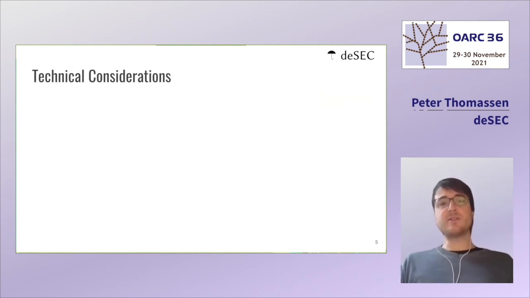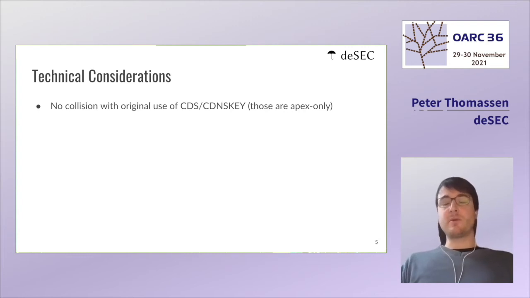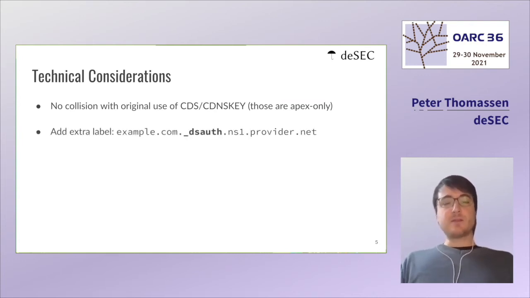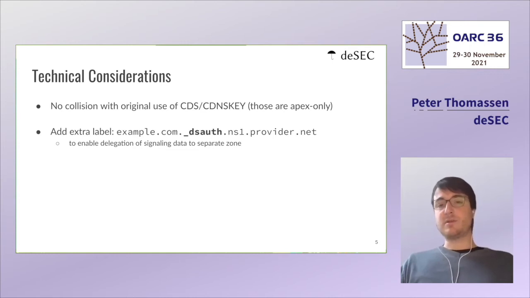Some technical considerations. There's no collision with the original use of CDS or CDNSKEY records because those are at the apex only, and we're proposing to add a new use case for these records on non-apex names in the subdomains of the _dsauth domain. We also propose to put this label in between, to have some kind of technical separation between the name server host name itself and the bootstrapping stuff that's going on underneath. This enables delegating the signaling data to a separate zone.